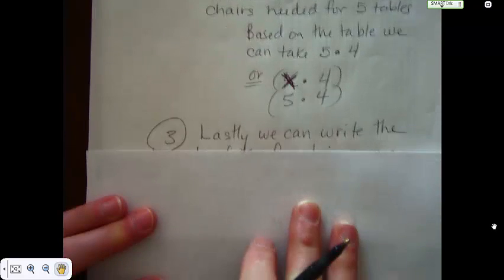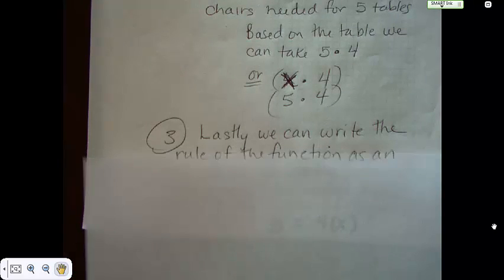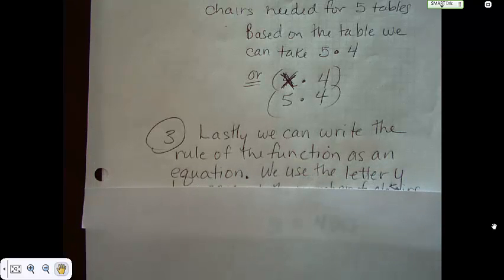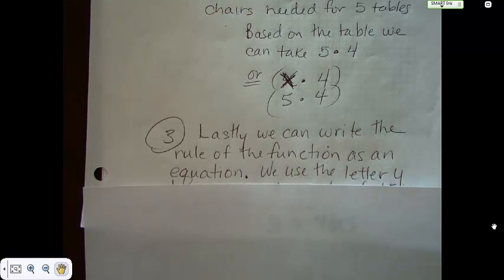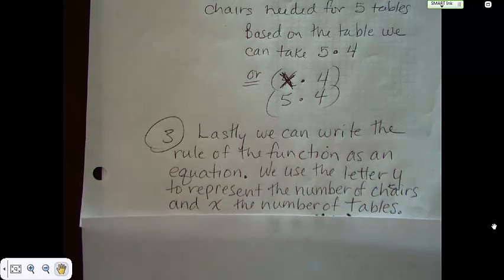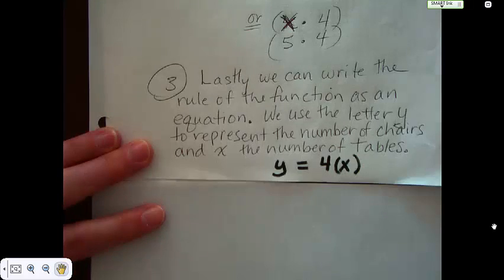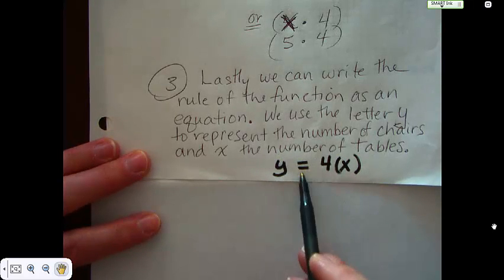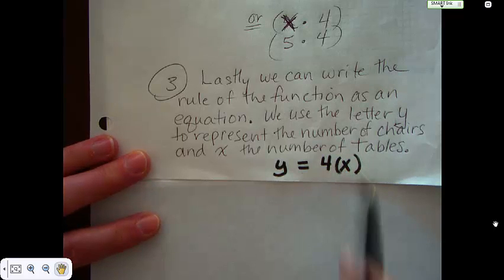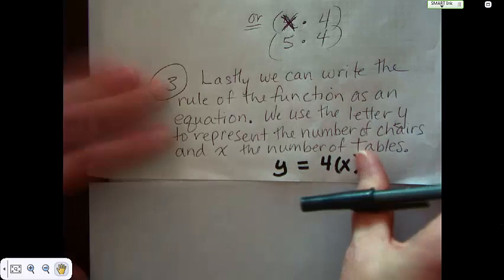Lastly, we can write the rule of the function as an equation. Now we're going to use the letter y to represent the number of chairs and x to represent the number of tables. So here we go. y, the number of chairs, is equal to 4 times whatever x is, the number of tables. But when we do that, we create a little function table.